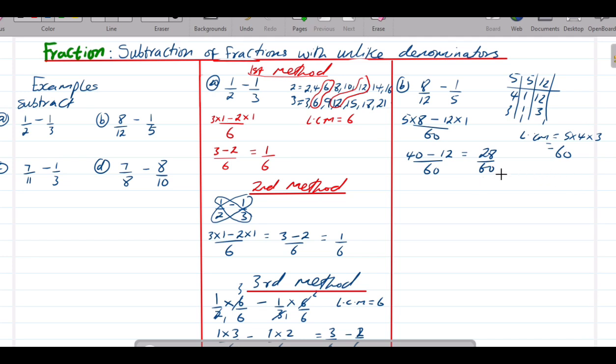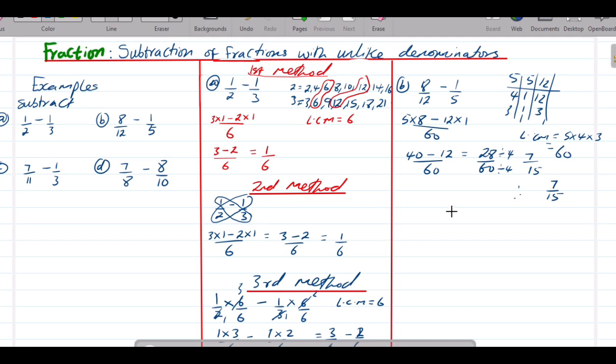Now 28 over 60 is our answer in fraction, but we can still simplify further by reducing this fraction to the smallest value. To reduce this number, we can use 4. So we say 28 divided by 4 and 60 divided by 4. Now 4 can go in 28 how many times? 4 can go in 28 7 times. Now we have 7 over: 4 can go in 60 how many times? 4 can go in 60 15 times. Therefore, my final answer will be equal to 7 over 15.